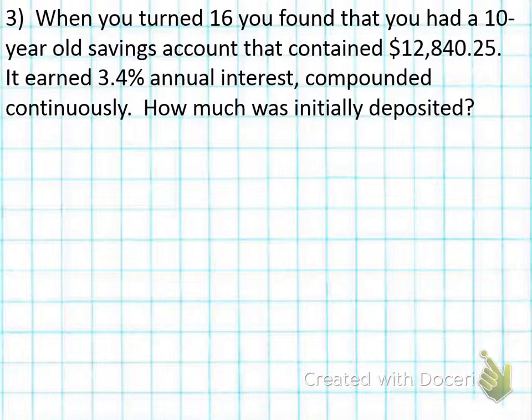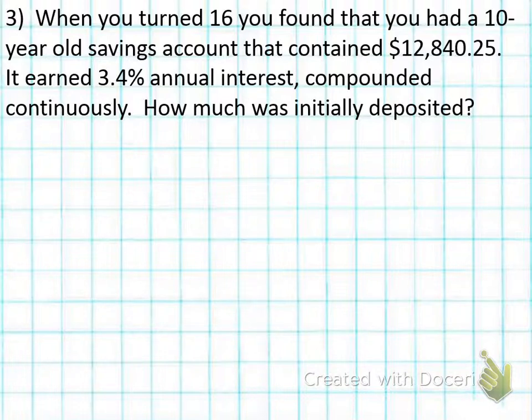They're like, oh, we should save money for our son or daughter to buy a car when they're 16. So let's pretend you were 6, you didn't know that they won all this money, but they started saving money for you, okay? So when you turned 16, you found out that you had a 10-year-old savings account that contains $12,840.25.